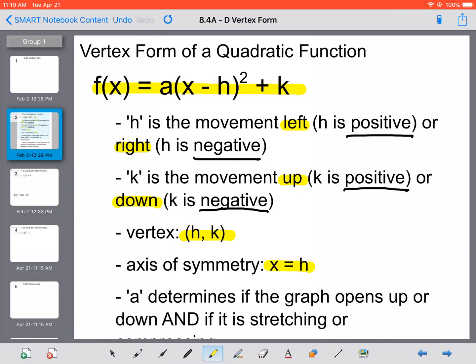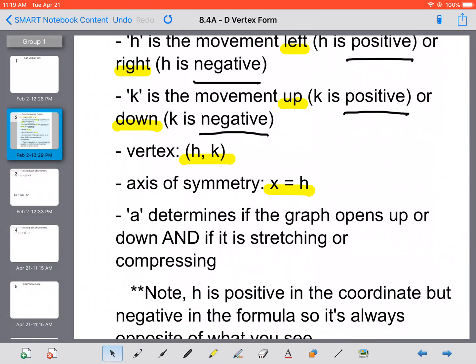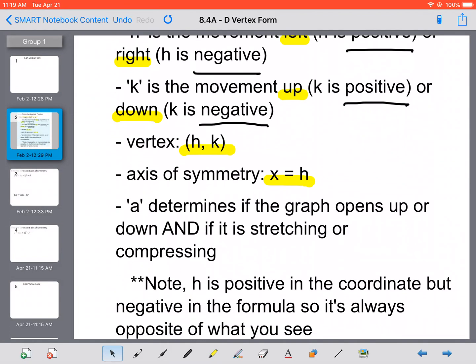And then your A value, which we will talk about in the coming days, tells us if the graph is opening up or down, and it also tells us if it's stretching or compressing. And then this note here is just reiterating what I was telling you about your H. It's always opposite of what you actually see and what you think. So let's look at some problems.